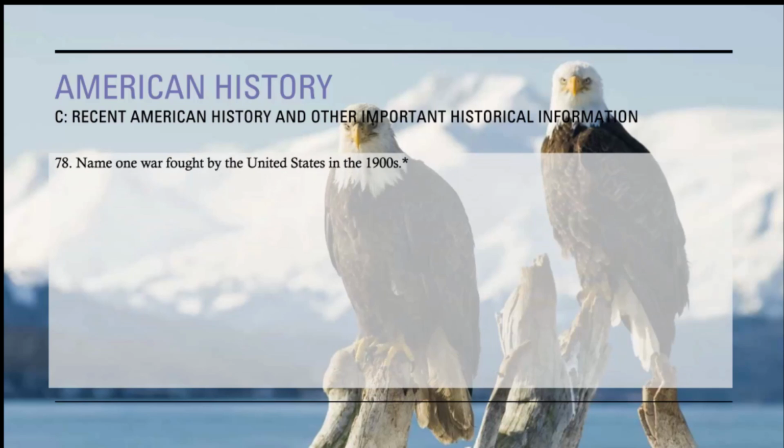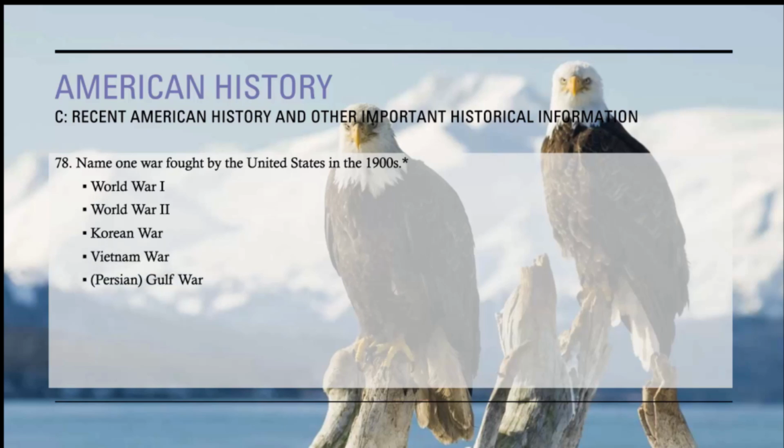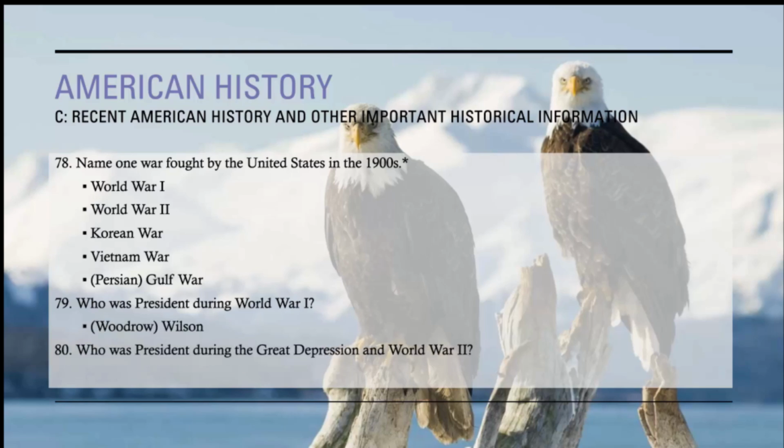Question number 78. Name one war fought by the United States in the 1900s. World War I, World War II, Korean War, Vietnam War, Persian Gulf War. Question number 79. Who was the president during World War I? Woodrow Wilson. Question number 80. Who was president during the Great Depression and World War II? Franklin Roosevelt.